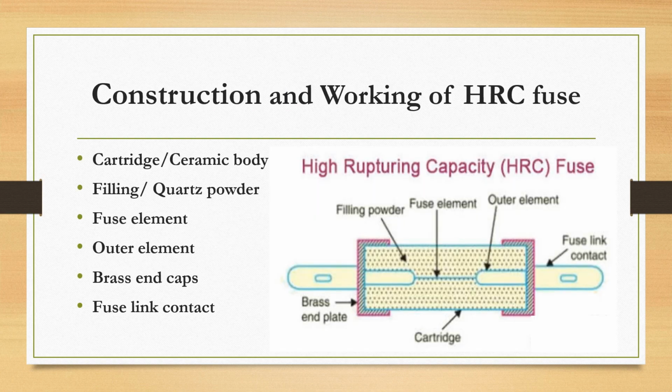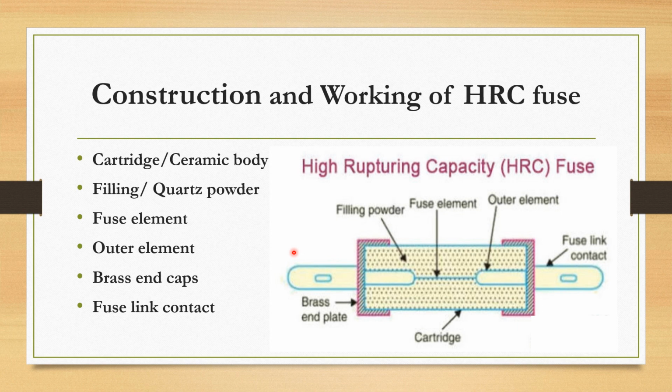Let's understand construction and working of HRC fuse. Main parts of HRC fuse are cartridge or ceramic body, filling material or quartz powder, fuse link, outer element, brass end cap, fuse link contact. Try to understand it more clearly from this diagram. There is a fuse element enclosed in this cartridge. This is the end cap, fuse link contact.